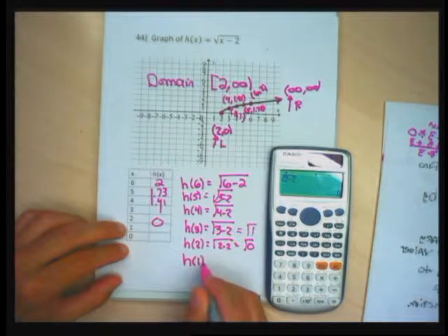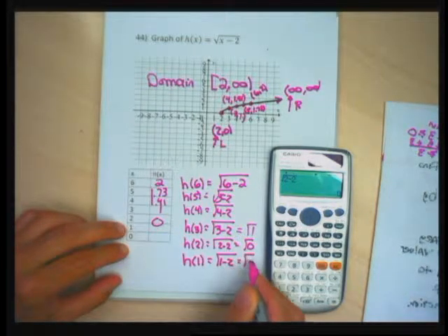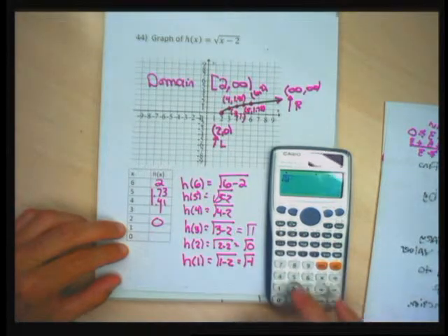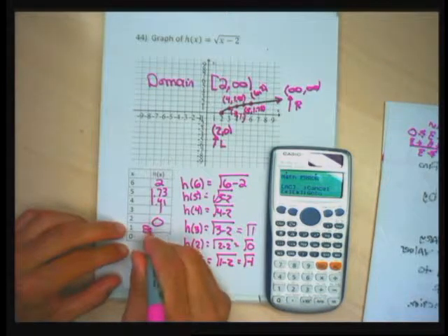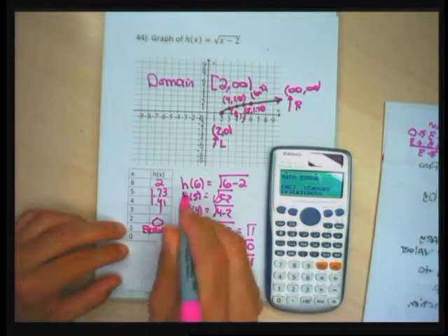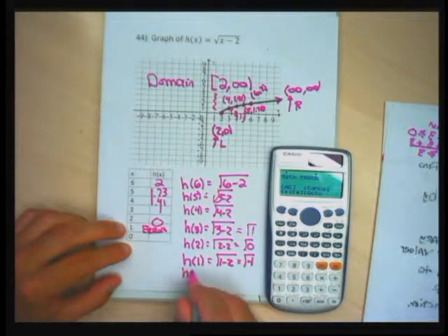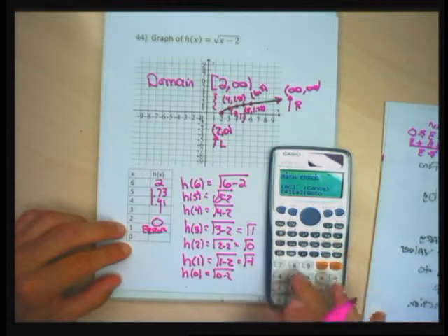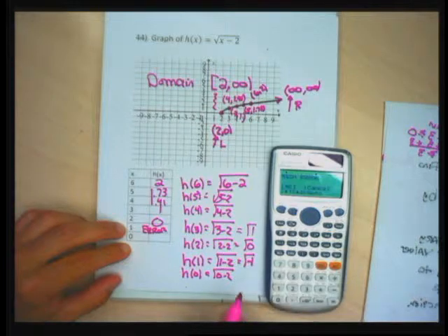When I do h of 1 is the square root of 1 minus 2, I'm going to get the square root of negative 1. So if I do the square root of 1 minus 2, I get an error. So there's no graph here. I get an error there. When I do h of 0, I get the square root of 0 minus 2, which I also get an error.